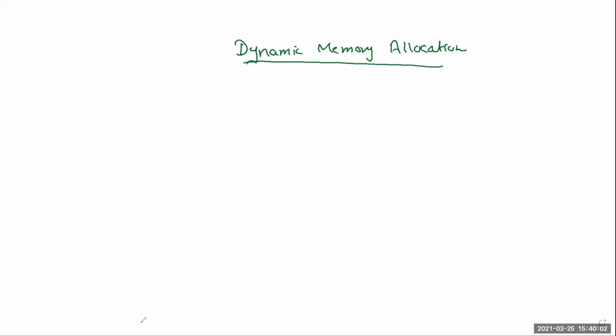Okay, now we'll be looking at something that we'll be using frequently. To some extent, you must have seen it in your first course, but nevertheless, we'll quickly have a look at it again, which is called dynamic memory allocation.